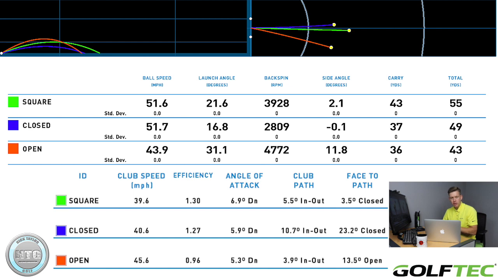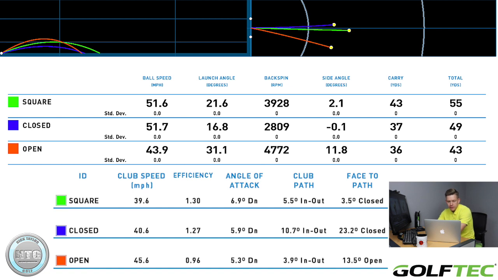Angle of attack was very similar, like I said, I tried swinging as similar as possible. Looking at the club path, I tried to do my normal club path, which I'd expect to be 4 or 5 degrees from in to out. With the closed one, because of the way the wrist works, we're going to look at the video in a second, it just produced a little bit more of an inside club path. The other two were kind of similar, a little bit more inside with the square one compared to the open.